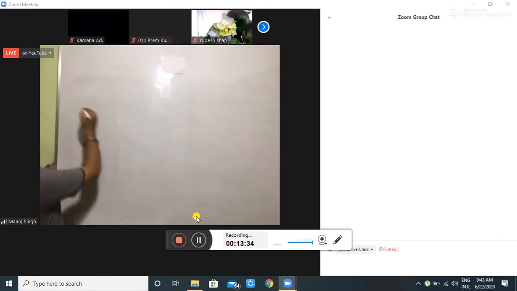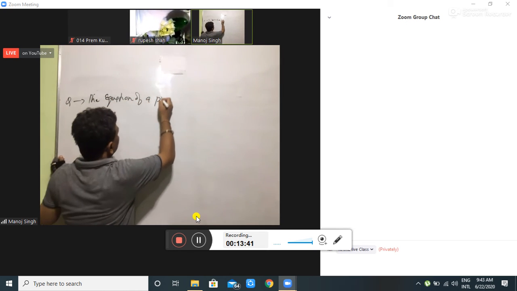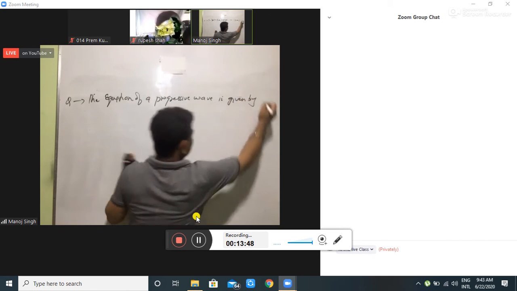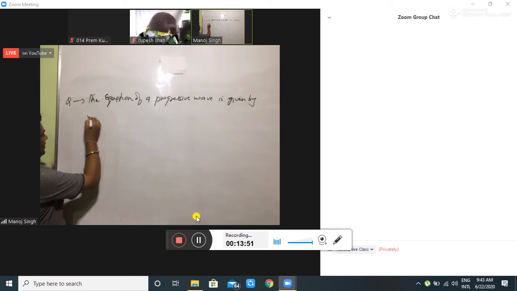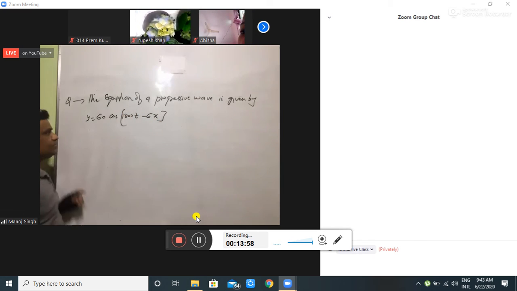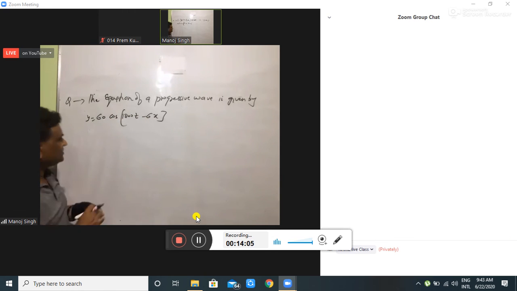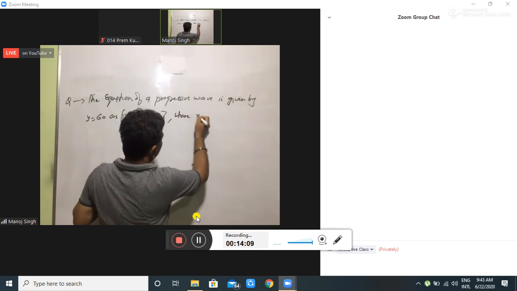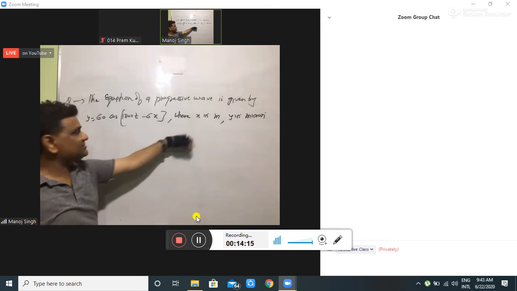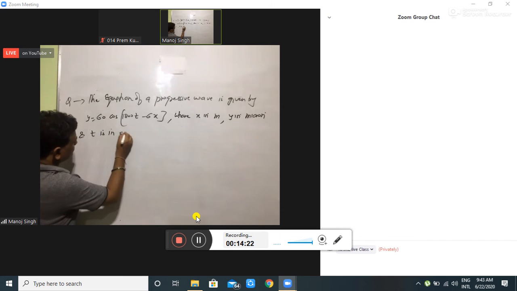Okay, one more question, write it down. The equation of a progressive wave is given by y equals 60 cos(1800t minus 6x), where x is in meters, y is in microns, and t is in seconds.